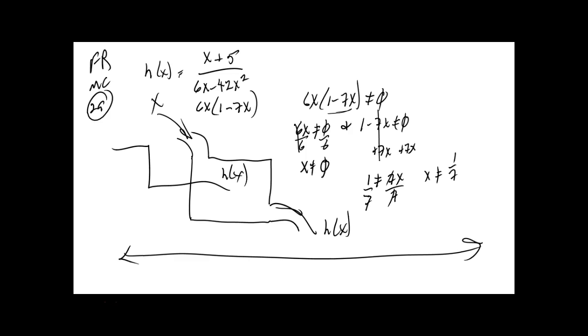Okay. So, on this number line, let's just put a 0 here. 1, 2, 3, 4, 5, 6. Negative 1, 2, 3, 4, 5, 6. Okay.